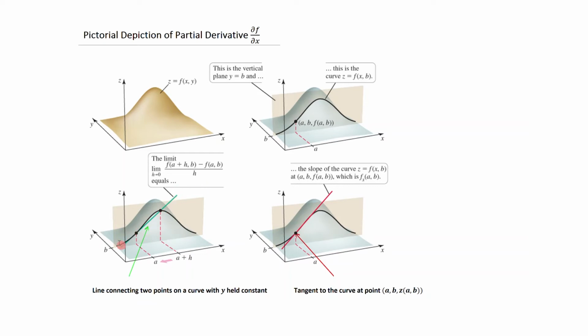Well, this represents a straight line connecting these two dots, which both lie on this curve. Now, in the limiting process, this point will slowly but surely slide in this direction until eventually we end up with the picture on the far right, which is this red line. This is in the limit, and this becomes the line which is tangent to this curve at the point a, b, and function evaluated at a, b. So this is the definition of the partial with respect to x. This is a pictorial representation of that.